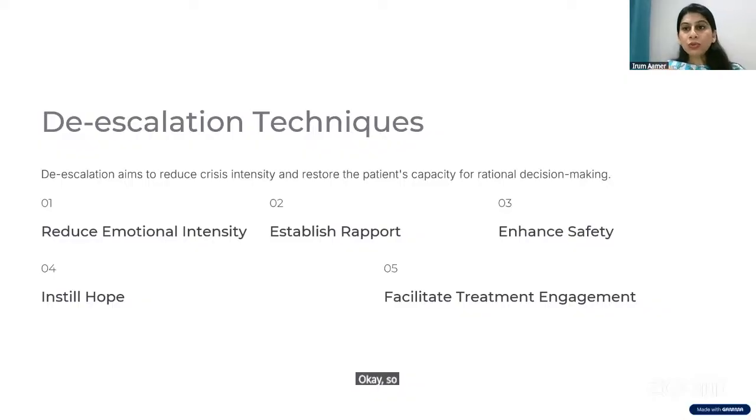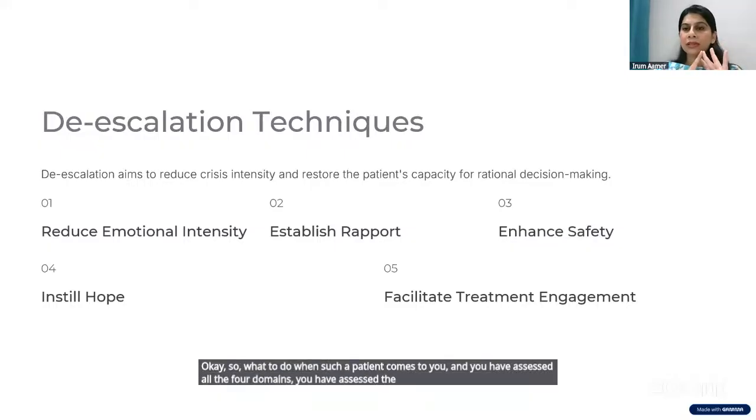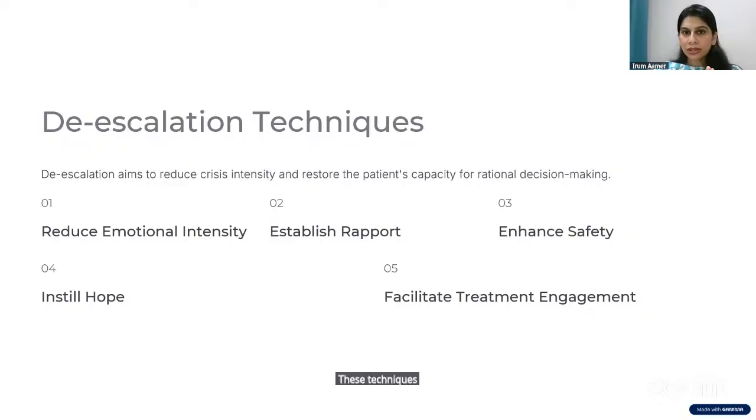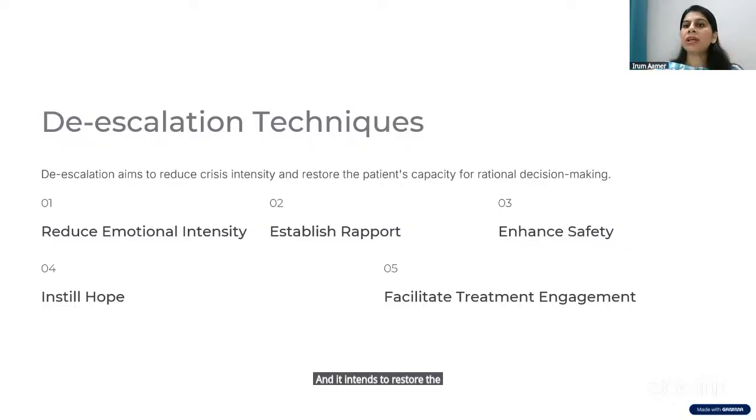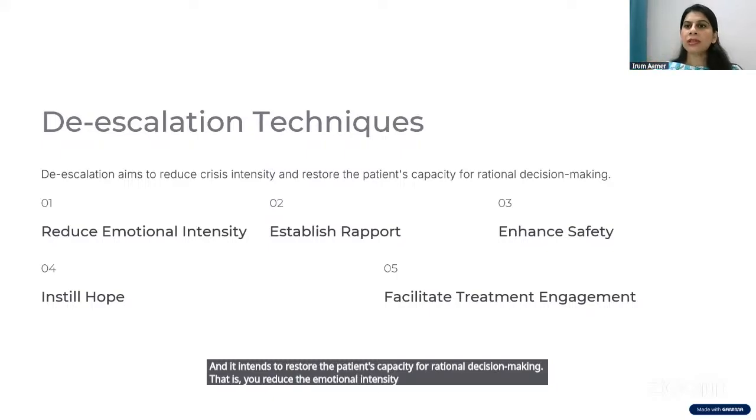Okay, so what to do when such a patient comes to you and you have assessed all the four domains? You have assessed the ideation, the plan, the intent, and the protective factors. Now, what to do? These techniques are called de-escalation techniques. Basically, this is a non-pharmacological way. You do not offer medications right away. This is a way to communicate with a patient. It basically aims to reduce the intensity of the crisis, and it intends to restore the patient's capacity for rational decision making. That is, you reduce the emotional intensity, but the person would be very charged up, very agitated, very restless. So you try to calm them down.